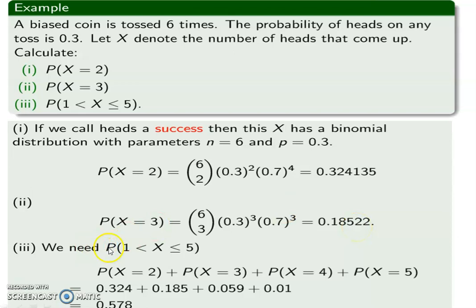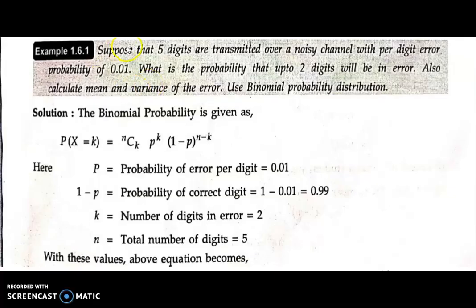0.18522. Similarly, for the probability in the range greater than 1 up to 5, you need to consider the 4 possible probabilities: X equal to 2, 3, 4 and 5. You may ask me why only X is equal to 5. Why can't we go with 6? Here they have given a condition less than or equal to 5. Hence stop at X is equal to 5. Using the same formula, the method that you followed for finding X equal to 2 and X equal to 3, you need to find similarly X equal to 4 and also X equal to 5. You will get the answers, add them and you will get the final answer as 0.578.